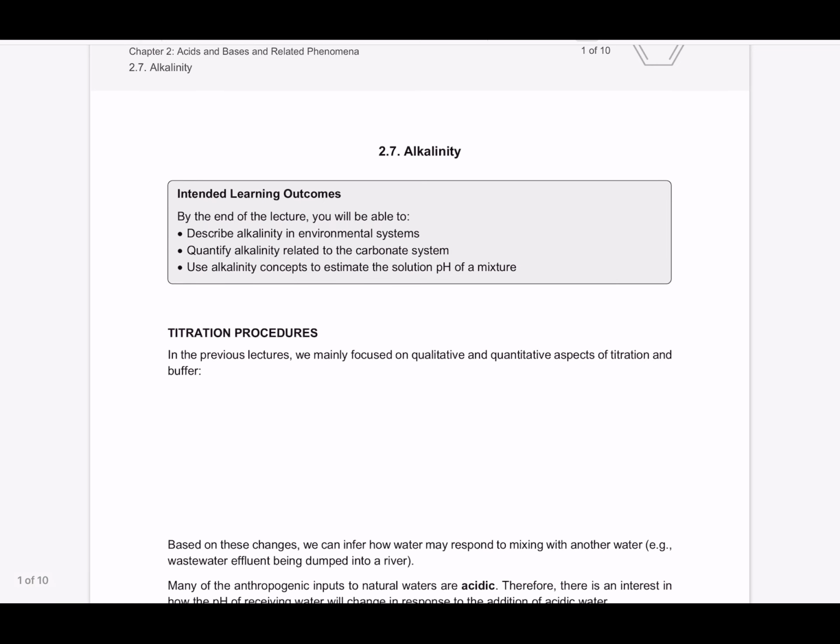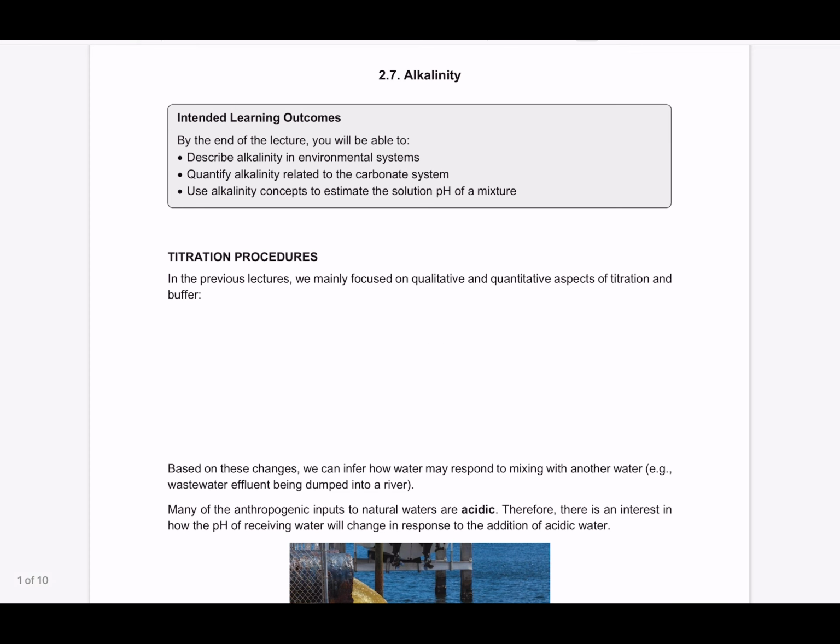So today we're going to start with describing alkalinity in environmental systems and why it's important, then quantify alkalinity, and then use alkalinity to estimate the solution pH of a mixture. Alkalinity in general is a very useful concept that you see here and there, sometimes with the same meaning, or sometimes as different approaches. The other term that people normally use is acidity, which is the opposite of what we were talking about. So the focus today is all on alkalinity.